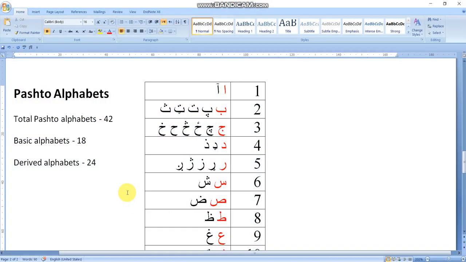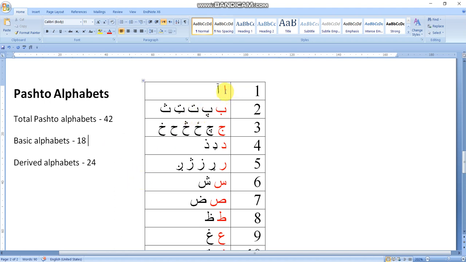I am Dr. Vakarullah, and today I would like to teach you the alphabets. There are two types of alphabets. One is called the basic alphabets, which are 18, and I have already discussed this in my previous lecture, and the remaining 24 are considered to be derived alphabets. So today I would like to discuss the derived ones.